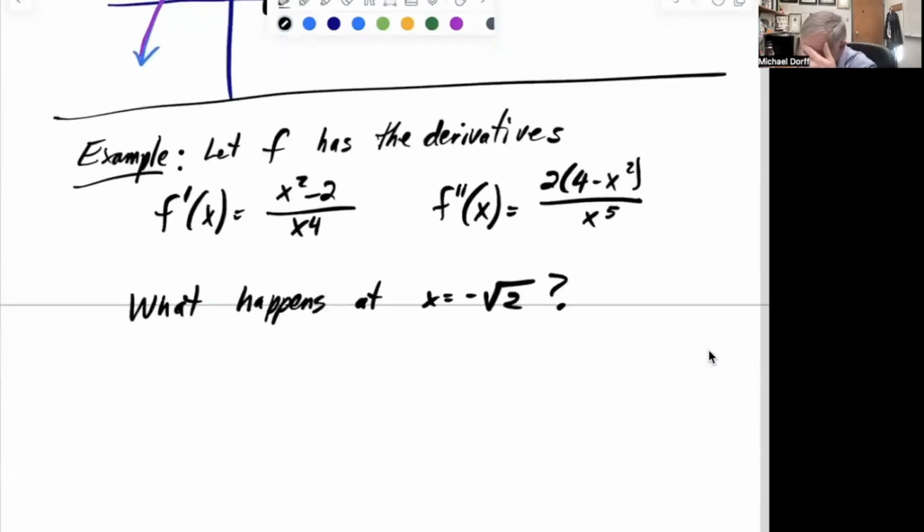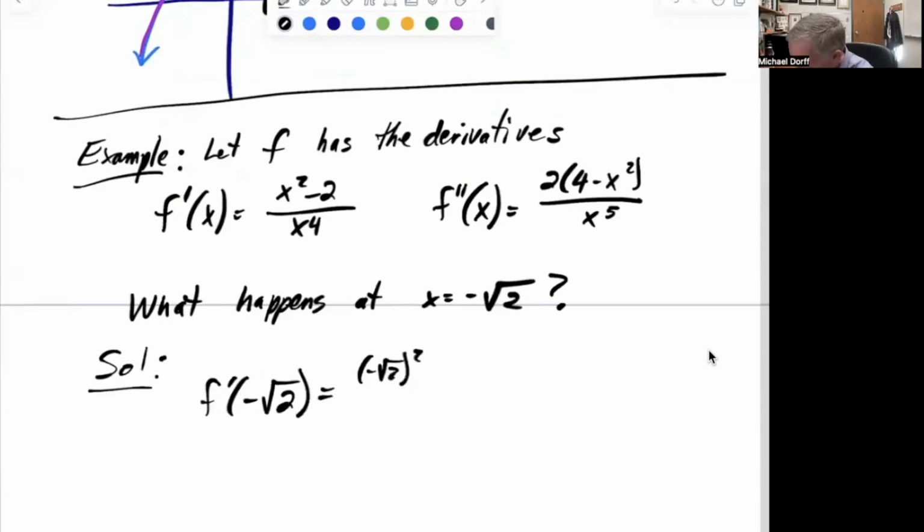All right, so let's plug this into the first derivative. What's the first derivative at x equals negative square root of 2? Well, I've got negative square root of 2 squared minus 2 over negative square root of 2 to the fourth. So negative square root of 2 squared is going to be 2. So I have 2 minus 2 on the top. And on the bottom, negative square root of 2 to the fourth power is going to be 4. And so I get 0 over 4, which is 0.